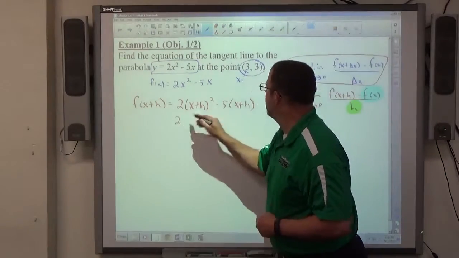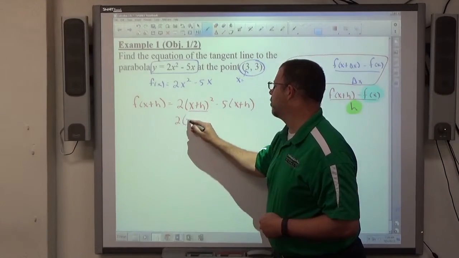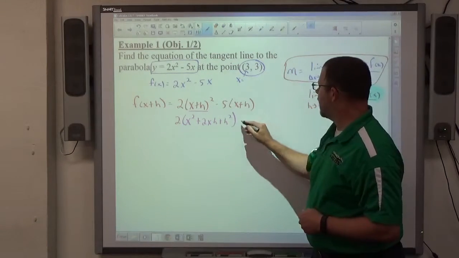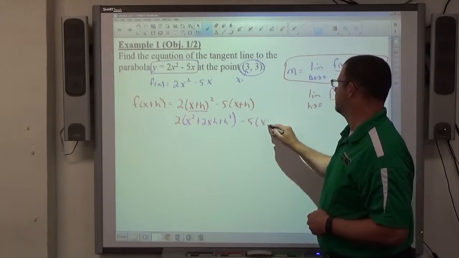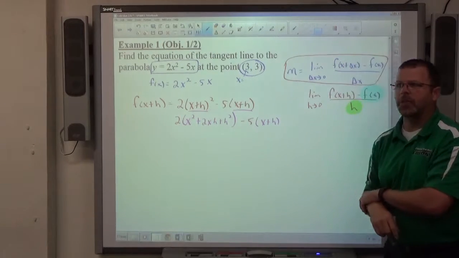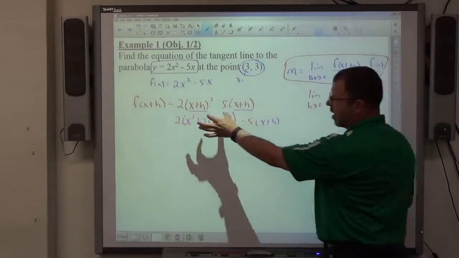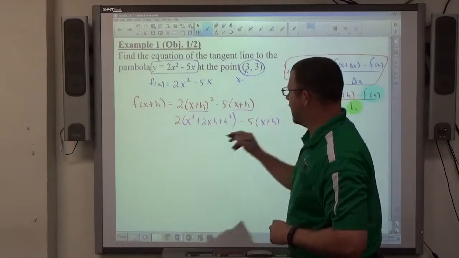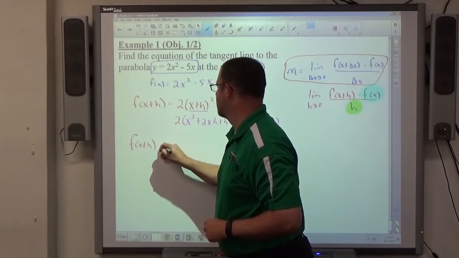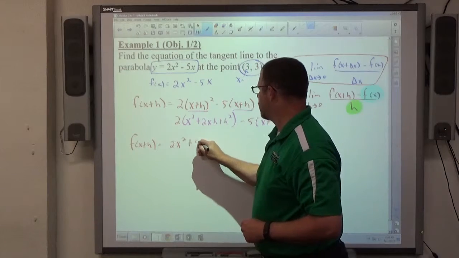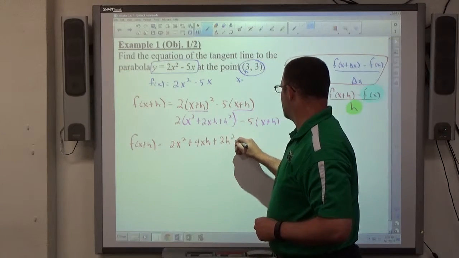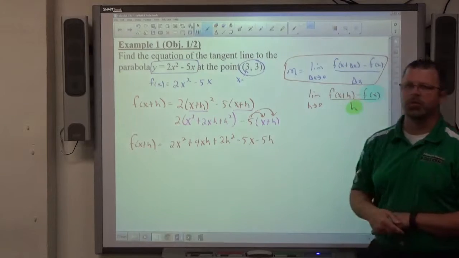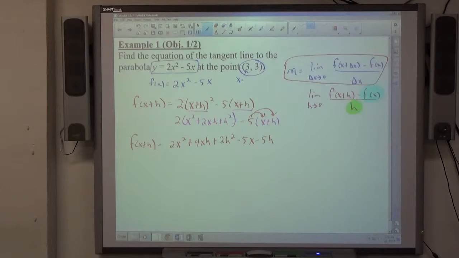Then we square the binomial. That's just a simple square the binomial deal: x squared plus 2xh plus h squared. And then we get minus 5, and then we just times x plus h. I'll distribute everything properly on the next step. So x plus h squared is this stuff, and I've still got the x plus h here. Now I distribute everything through. So f of x plus h in simplest form is 2x squared plus 4xh plus 2h squared minus 5x minus 5h. Be careful of distribution, that minus signs distribute through properly when you're doing the distributive property.